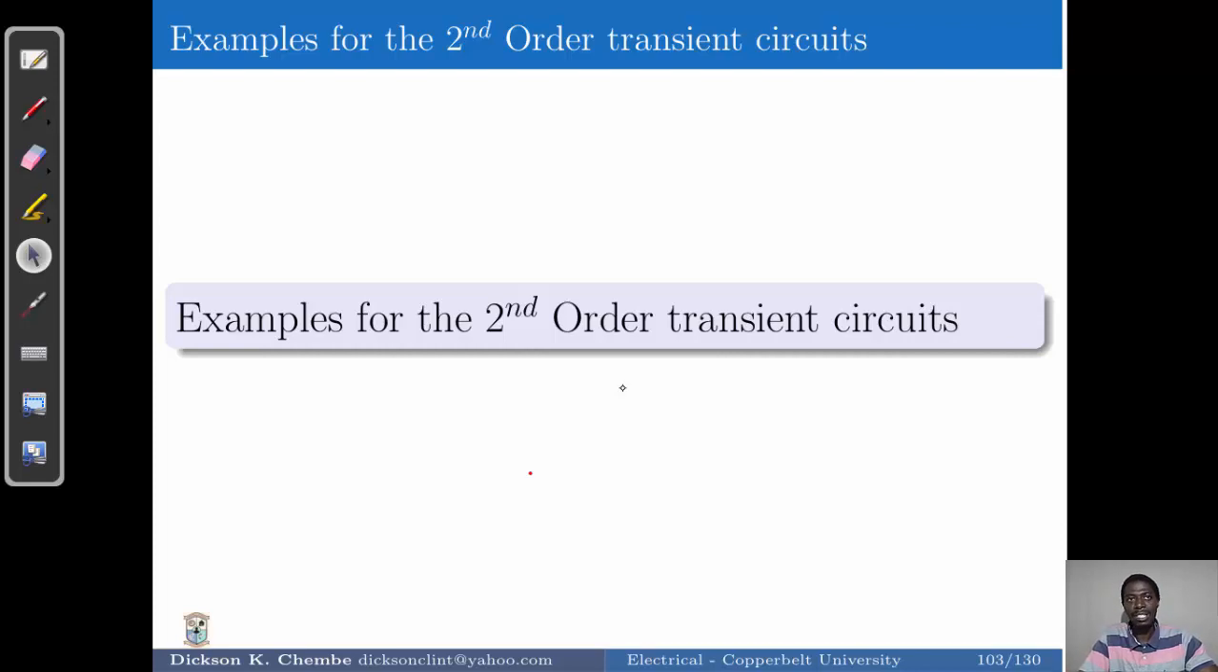We'll discuss the examples. I'm sure the examples will make it clearer for you to understand second order transient circuits, which are very interesting because now we're looking at more or less the real scenario in grid studies for integration of distributed generation systems into the grid.